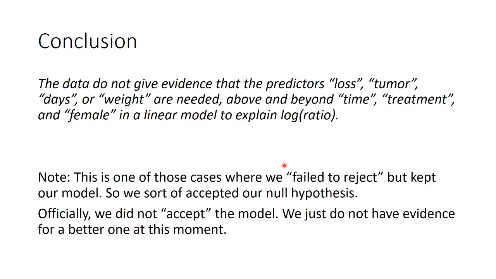One point here is that this is a case where we failed to reject but kept our model. So in some sense, we sort of accepted our null hypothesis. No, but officially we did not accept the model. We just do not have enough evidence for a better one at this moment. And we'll do some other things. And so when you're building your general linear model, you have to remember what is your purpose for it and how much can you accept. And so we're not saying, hey, this is the greatest model. This is a model that'll help us to predict and estimate.